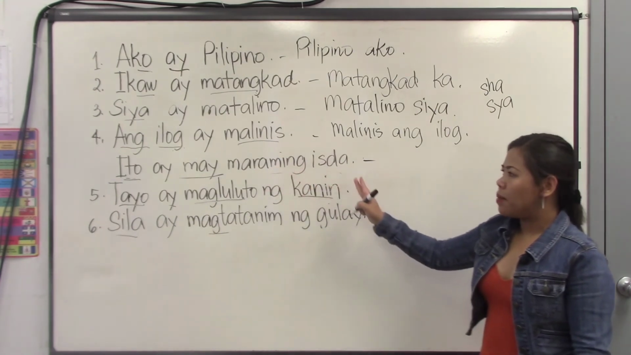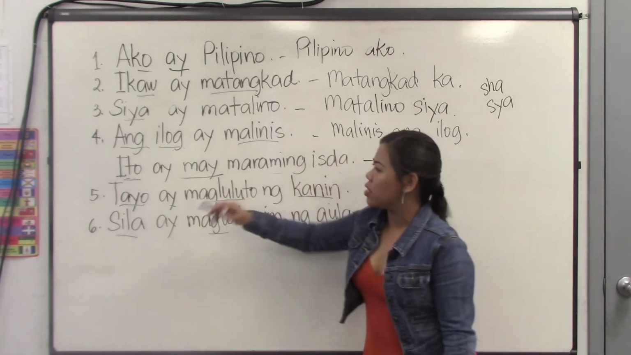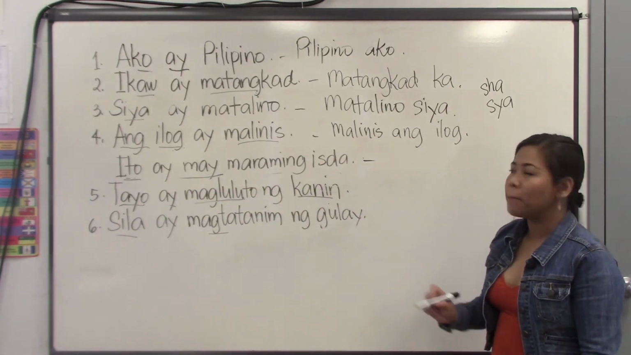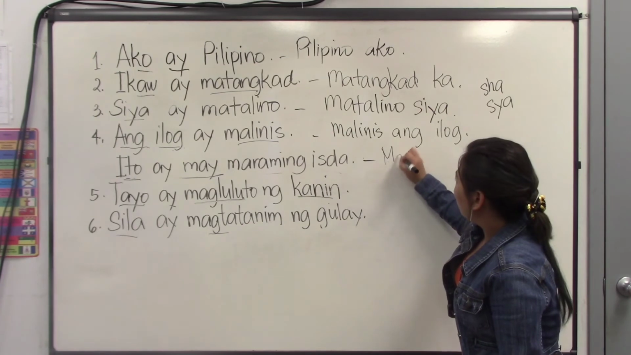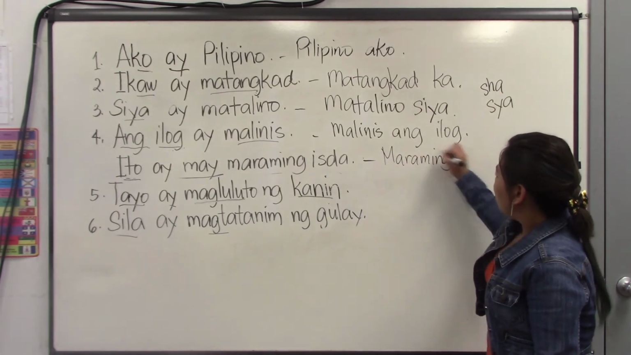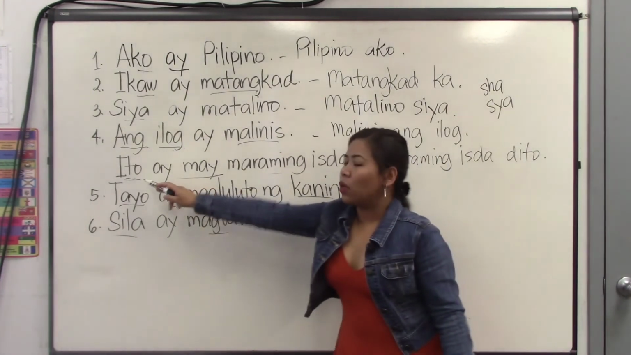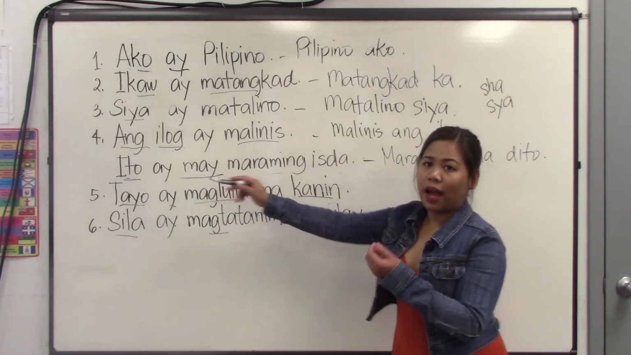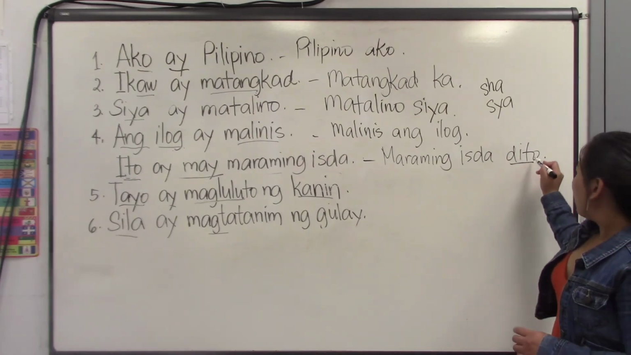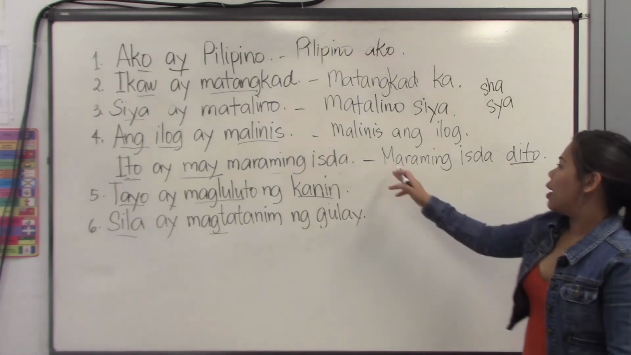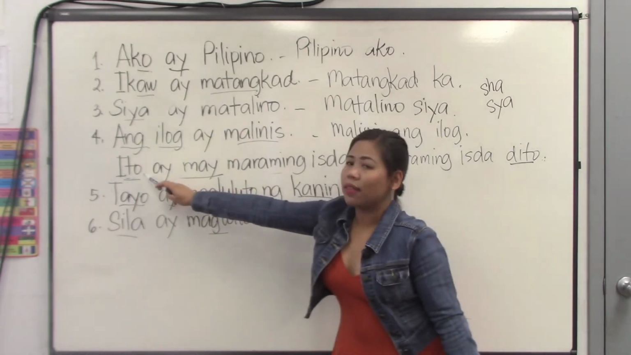"Ito ay may maraming isda." Marami is a lot. Isda means fish. "Ito ay may maraming isda" will become "maraming isda dito." "Maraming isda dito." Ito is it, right? It will become dito. It will be conjugated because then it will be changed. Dito means here. It has a lot of fish here. Here is the river, the ilog, the it, right?